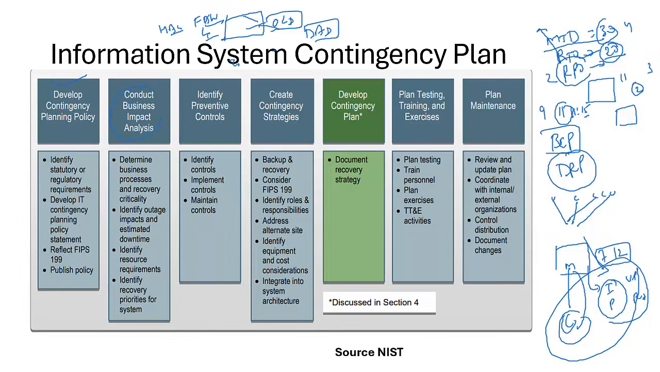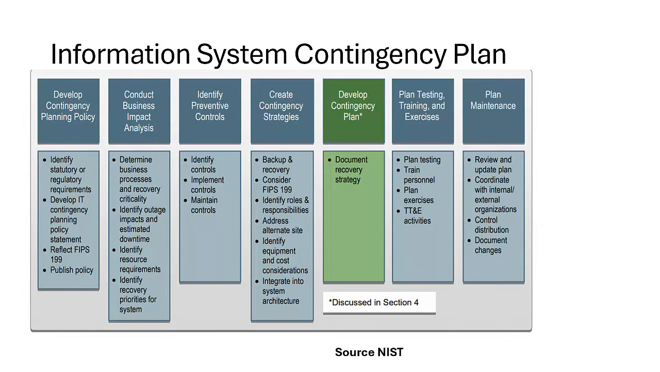So during a BIA, we identify what is critical and all that. Then based on that, we identify preventive controls and create a contingency strategy. We go for hot site, cold site, warm site. And then we get approval from the management on that. We then create the DR plan, we test the plan, and then we update the plan. So that's how the BIA works.